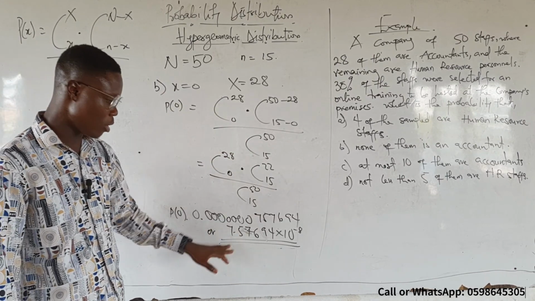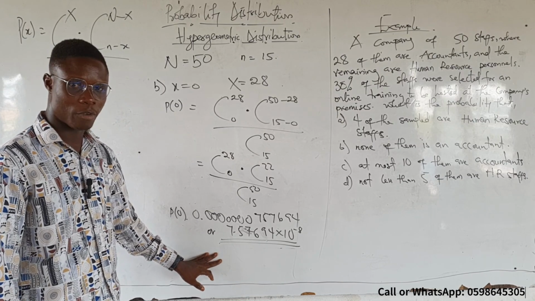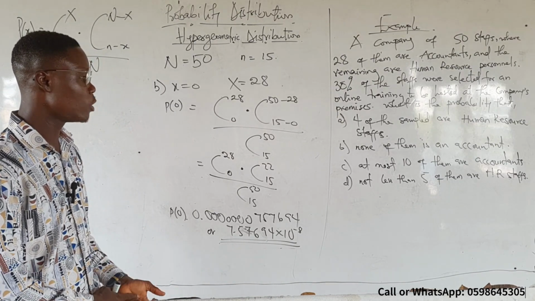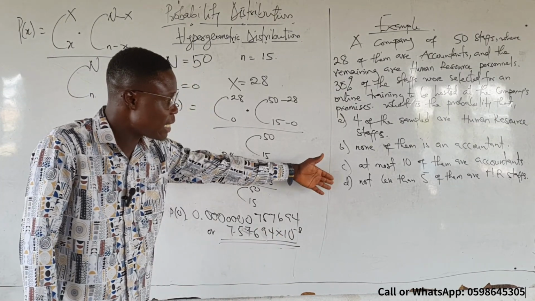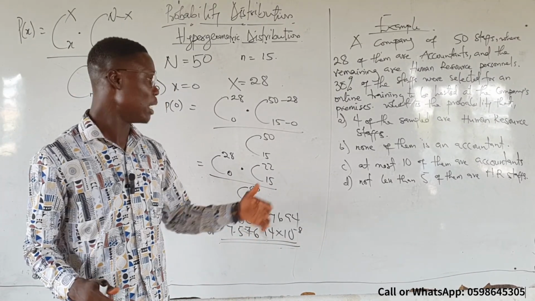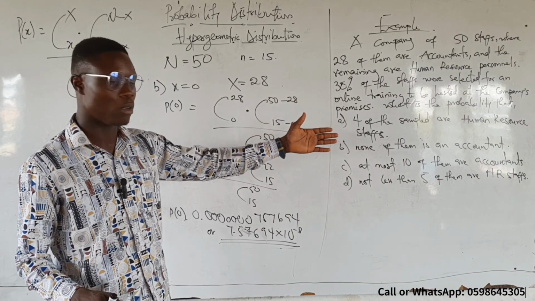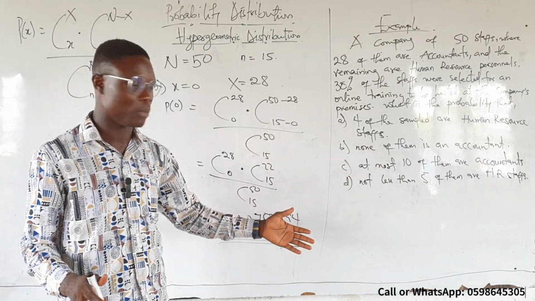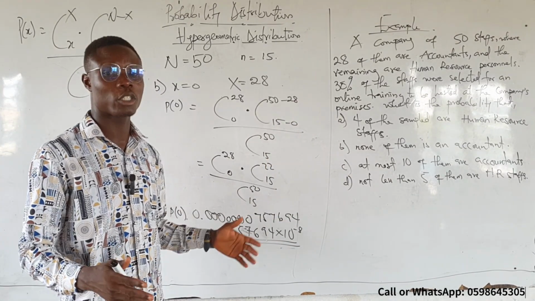So you can either put it this way or put it this way if you want to leave the answer in standard form, right? Okay, so then we can deal with part C. For C and D, you can clearly see that X is given in ranges, not just a number like in A and B. C is at most 10.